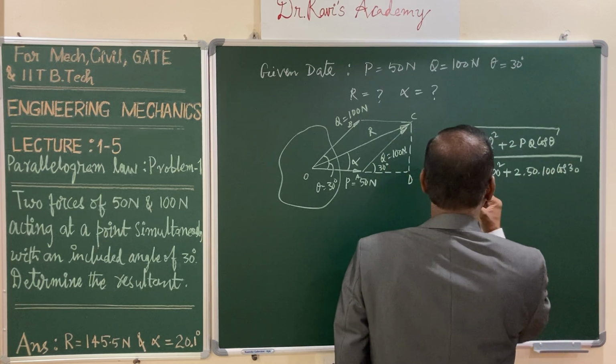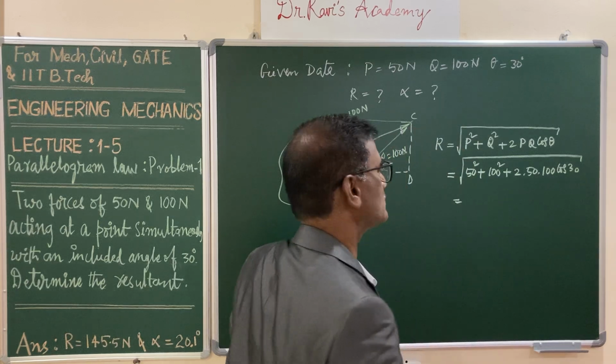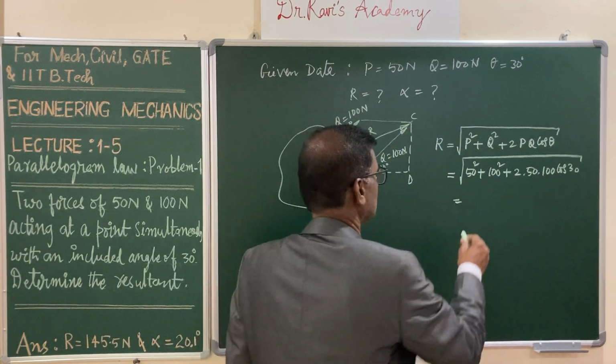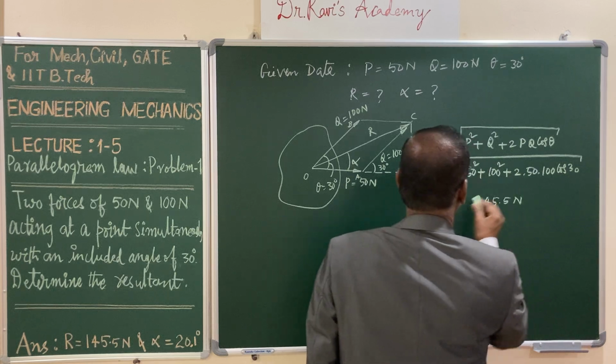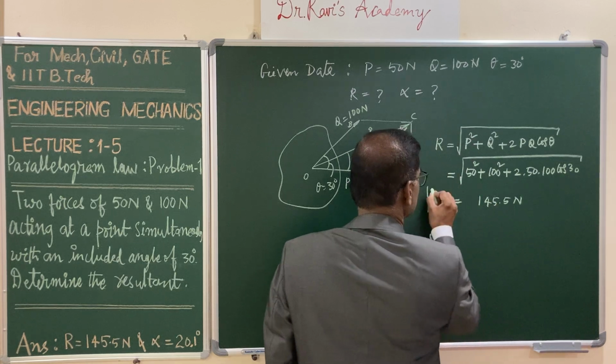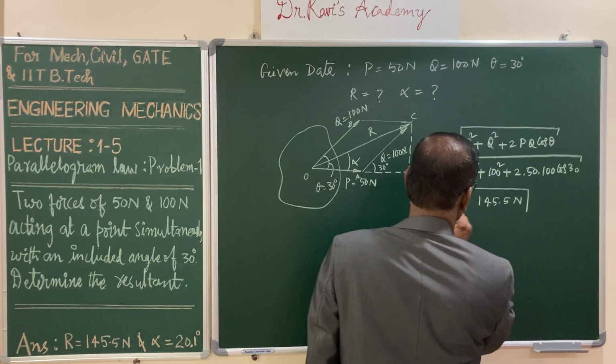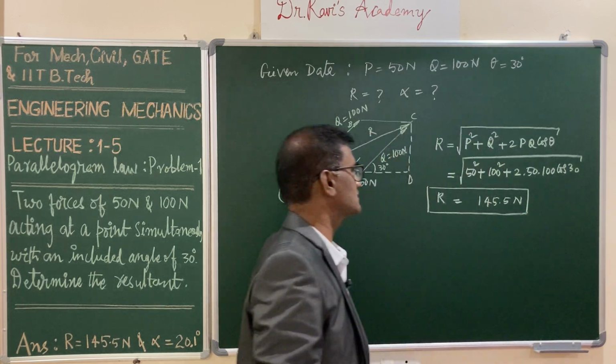If you calculate this value using your scientific calculator, you are going to get 145.5 newtons. This is the magnitude of the resultant. So let us highlight this as one answer. Let us keep it in a box.